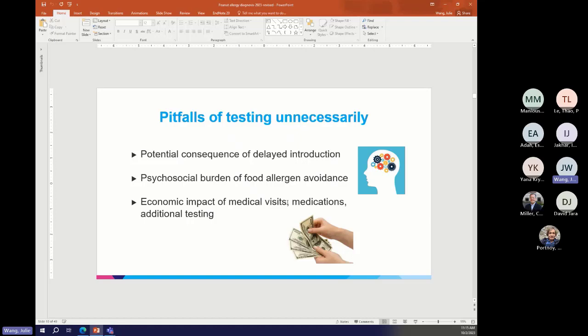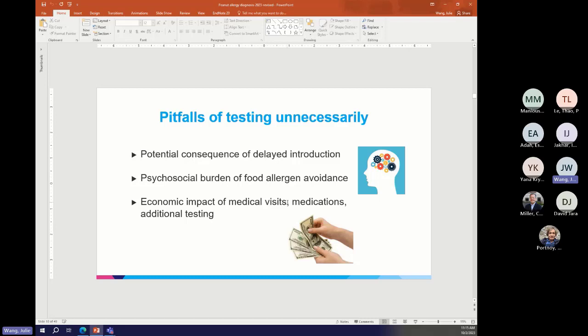If there's a false positive, there's a period of avoidance until we figure out what the true answer is, probably with a food challenge, and that often is not done the same day as the skin test or the blood test. So there is going to be a period of time where the family and the child are thinking that they have food allergy and living with the food allergy, and with that creating some psychosocial burden. And if it turns out that the child is not allergic, that burden was completely unnecessary to be placed on the family.